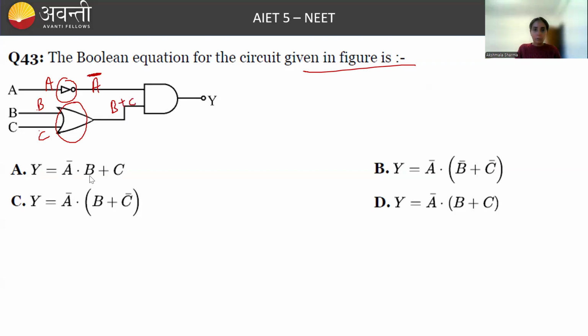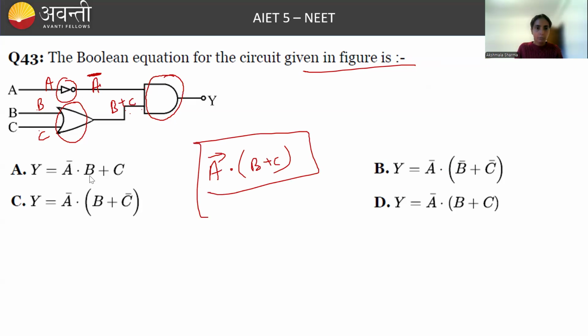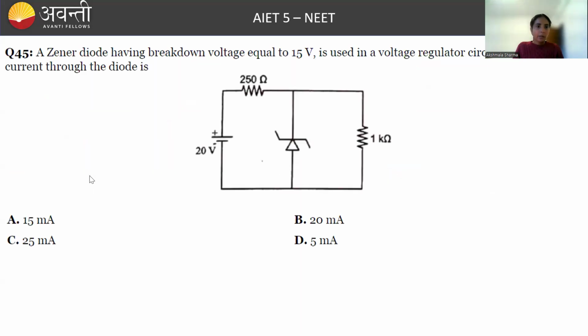After that, we are multiplying these two. There is an AND gate, so on these two inputs the AND gate is operating. AND gate means the multiplication concept will come. So A is dotted with what? With B plus C. Dot means multiplication here. Okay. So the correct option will be what? D. Just mathematics.